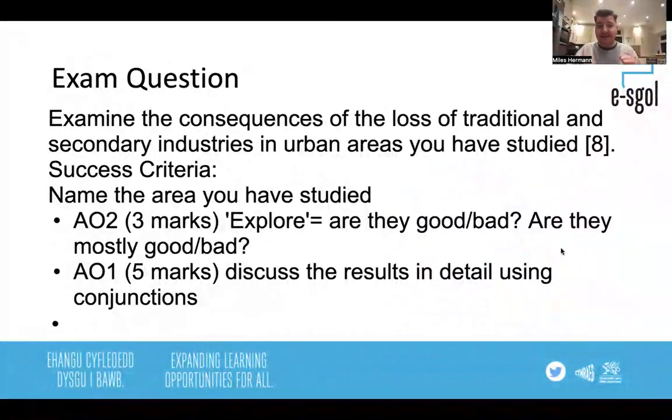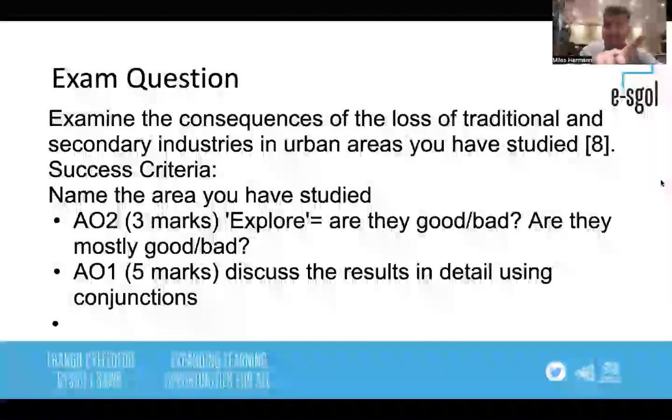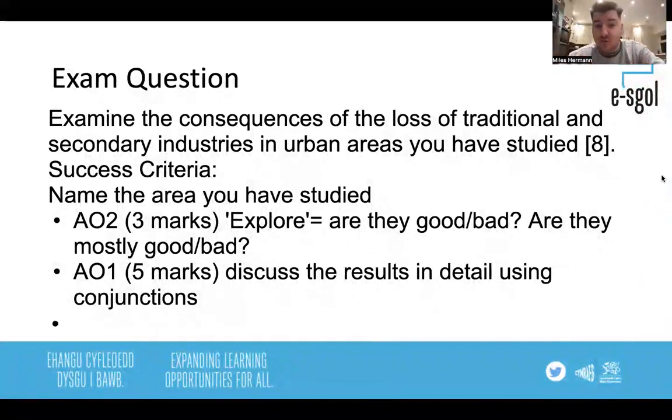So you could receive an exam question on this. Examine the consequences of the loss of the traditional and secondary industries in urban areas that you've studied. Now, this question is asking us two things: to examine, which is assessment objective 2, and it is also asking us to use assessment objective 1 to give the geographic information we know on the consequences of the one urban area that we've studied.